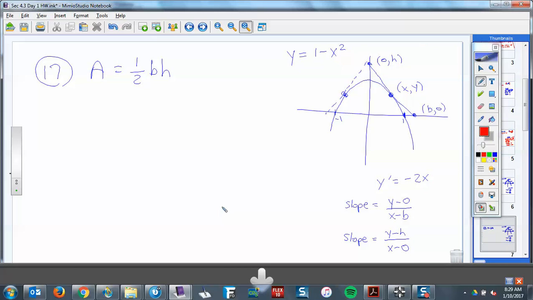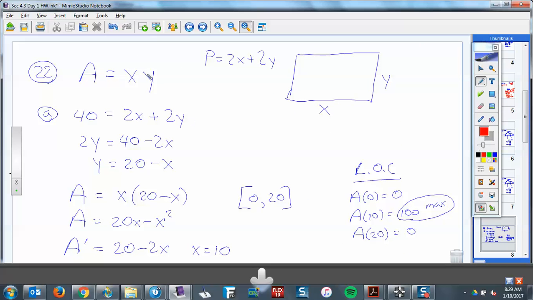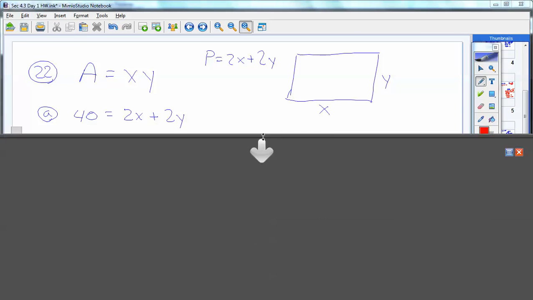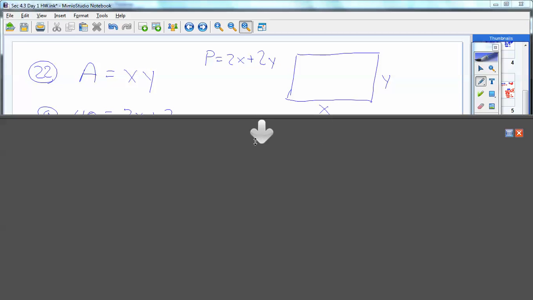Okay, we'll skip 17 for right now. Come back to it. So then the last one, this is just kind of your basic rectangle kind of thing again. So you've got a perimeter. Farmer's going to fence this as inexpensively as possible. The fencing is $1 a foot.